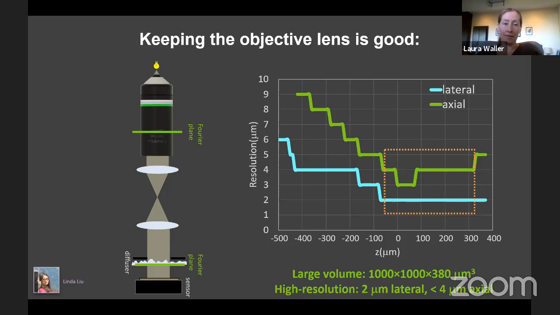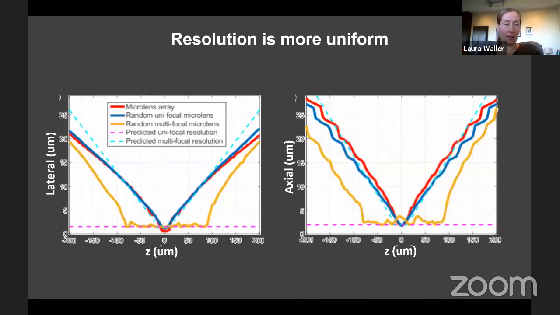And so what you're seeing is the lateral and axial resolutions near the native image plane. We can get a really wide range of planes in which this thing stays in focus. So we get a very large volume 3D reconstruction area, and we get good resolution across a big area, which is quite different than light field microscopy.